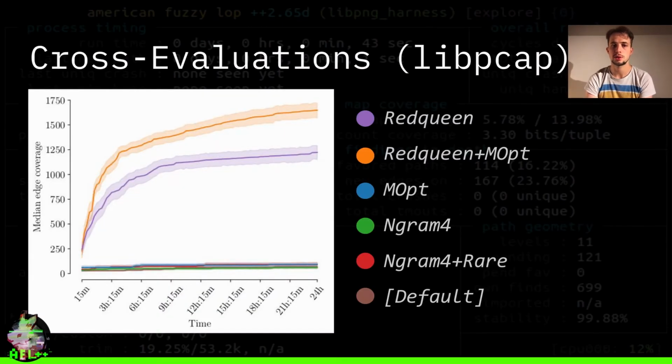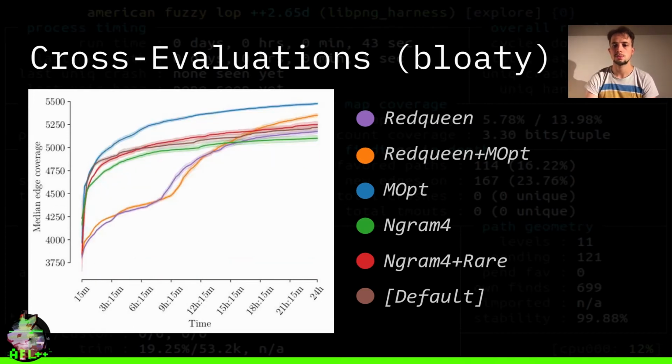For example, here you can see in libpcap that Red Queen improves the performance by a lot. But on top of that, MOPT improves it even further. So the normal MOPT is really bad in comparison to Red Queen, but if you add both of them, then you get a really good fuzzing performance.